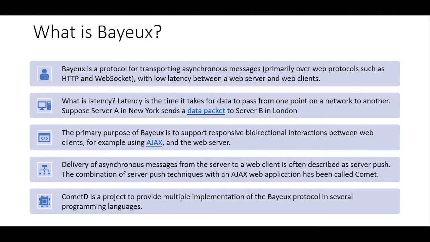Now what is CometD? CometD is a project to provide an implementation of the Bayeux protocol in several programming languages. So to implement this asynchronous message from a server-side push, and use it with an AJAX web application, we need libraries, a project, which is known as CometD.